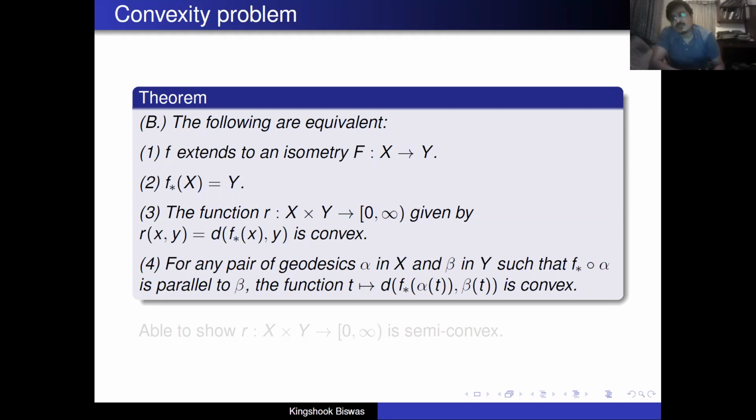So proving either 3 or 4 is still hard. These are really reformulations of the problem of extending to an isometry. And what we're able to show up to now, since we want to show convexity of this function on X cross Y, is that this is semi-convex. Semi-convex means that restricted to any geodesic, the second derivative is bounded below by some negative constant, in the weak sense.